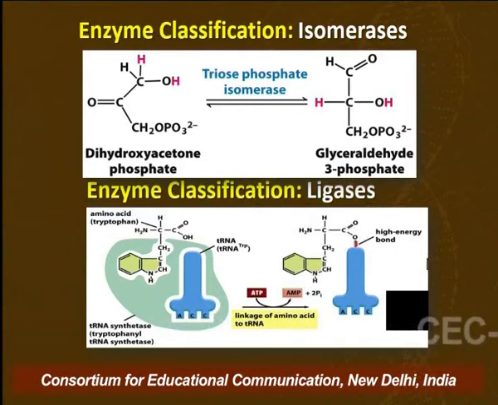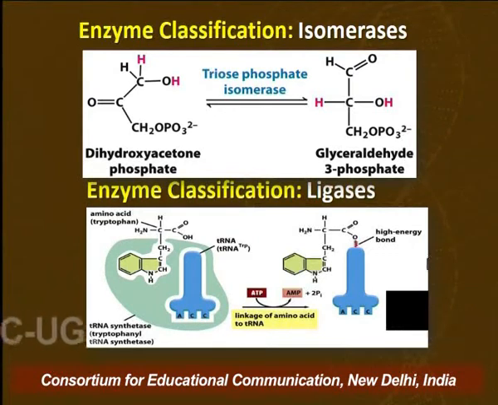The dihydroxyacetone phosphate is an isomer of glyceraldehyde 3-phosphate. In the presence of the enzyme triose phosphate isomerase, the dihydroxyacetone phosphate forms glyceraldehyde 3-phosphate. So the isomers are formed. One is an aldehyde, one is a ketone form of that particular molecule.